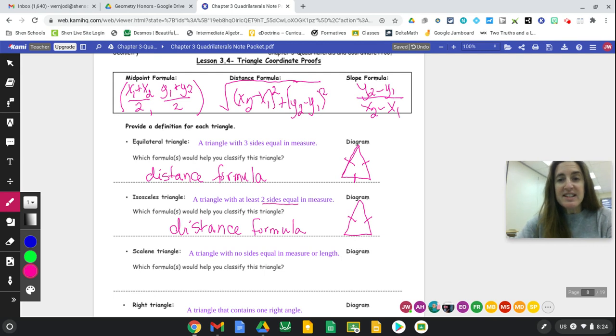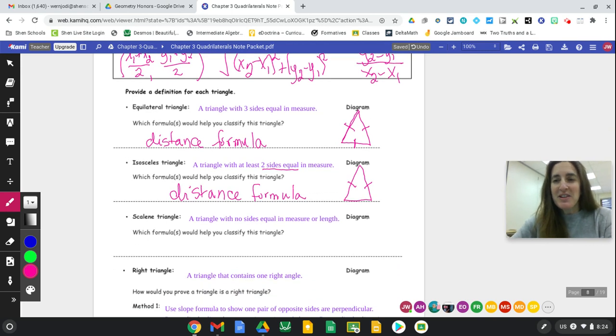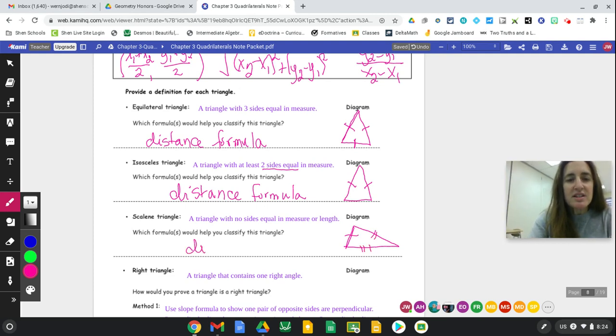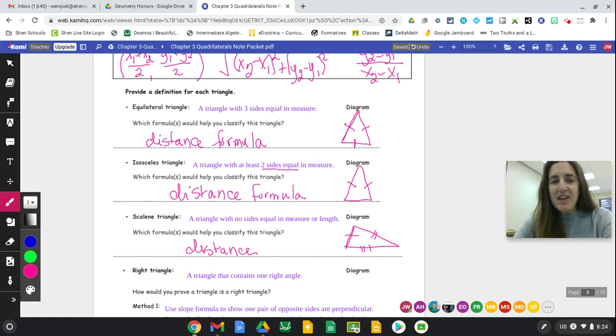Now, if it's scalene, that's crazy. There are no sides equal in measure. So none of the sides are going to be equal. Maybe it looks like this guy here, where they're all different lengths on the sides. So again, I'm just going to use the distance formula. And the distance formula would find the lengths of the sides, and then none of them would be equal in measure.